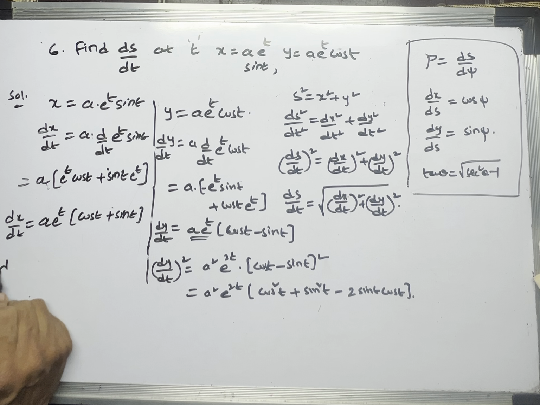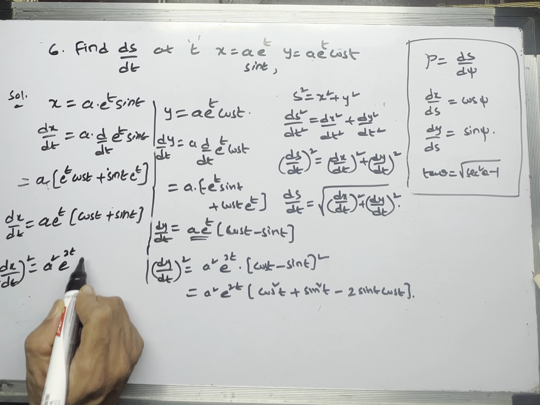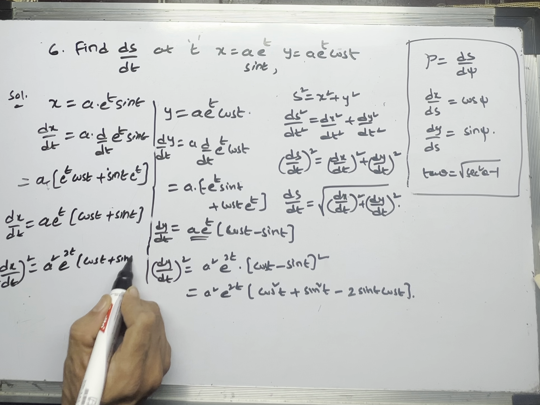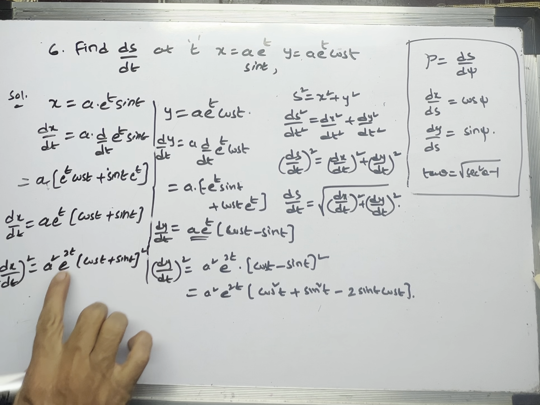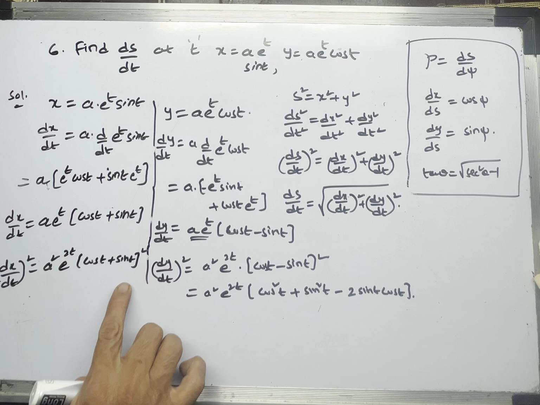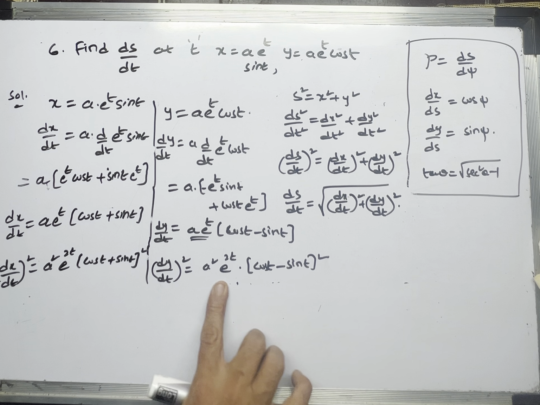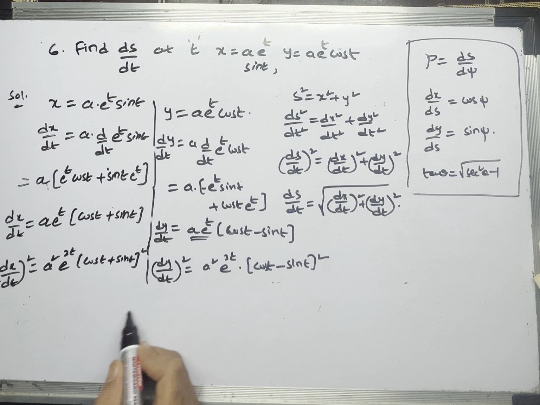When we take the square for this one, dx by dt whole square, a square you will get, e power square means 2t. Here if you take the square, you have to take the whole square. While squaring this, we will get these multiplied squares, then this bracket is also multiplied, so you will get the whole square for this one. Okay. Then we have to find ds by dt, so this formula.